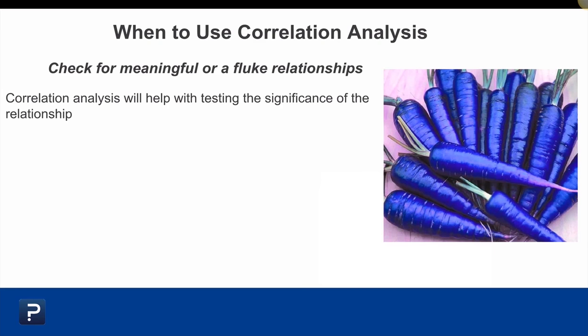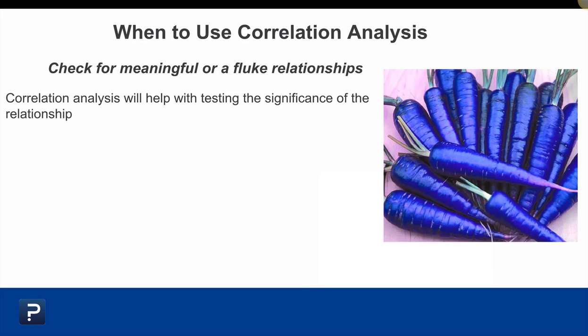The next one, when to use correlation analysis, is when you want to check for meaningful or fluke relationships. If you are a carrot farmer and all of a sudden you grew a bushel of blue carrots out of nowhere, you're going to wonder, how did that happen, right? So correlation analysis will help with testing the significance of a relationship and find out if this correlation is a meaningful relationship or just a fluke.